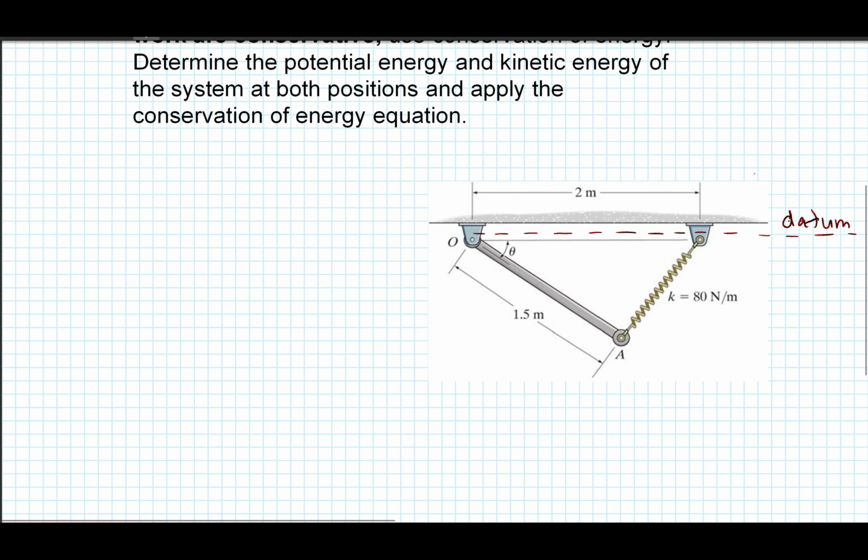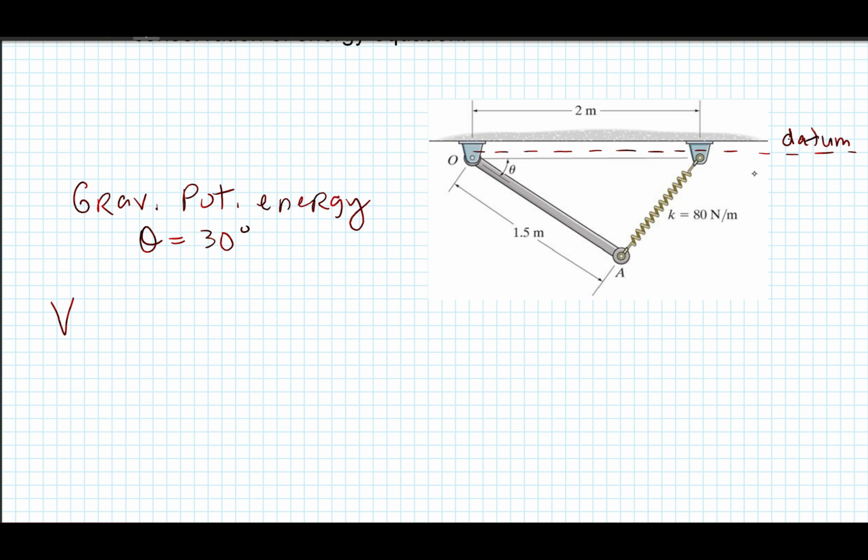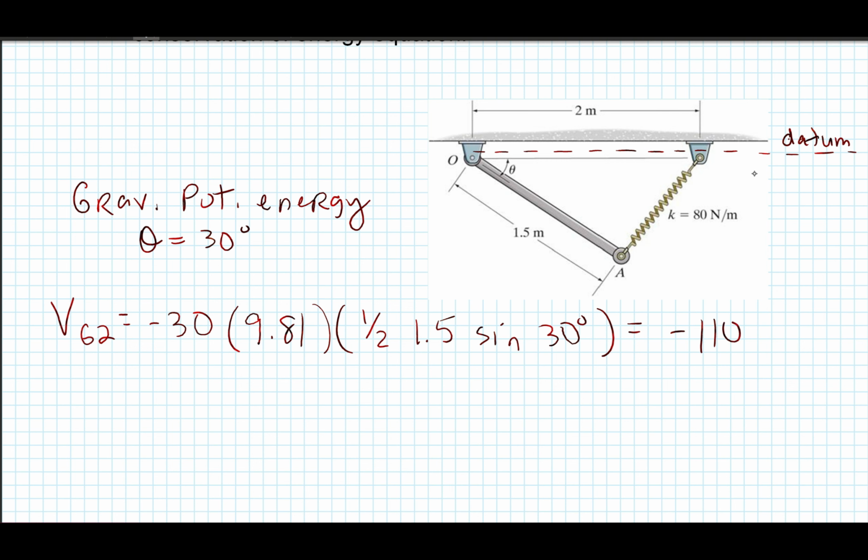So then that means the gravitational potential energy when theta is 30 degrees is as such. V sub G2 equals negative 30 times 9.81, and then we have times 1/2, 1.5 sine 30 degrees. And then it's equaling out to a negative 110.4 N·m.